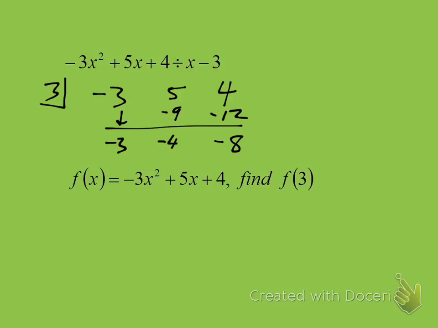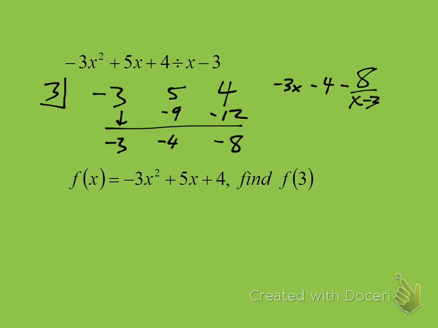Agreed? Negative 3, negative 4, negative 8. Right? So negative 3x minus 4. How do I handle that remainder? Minus 8 over x minus 3.